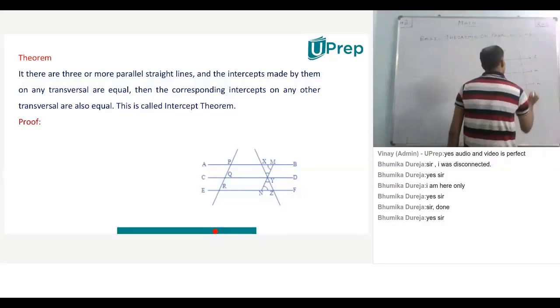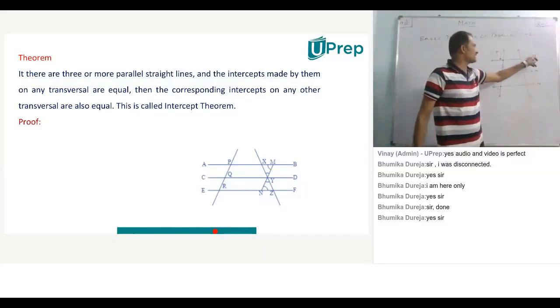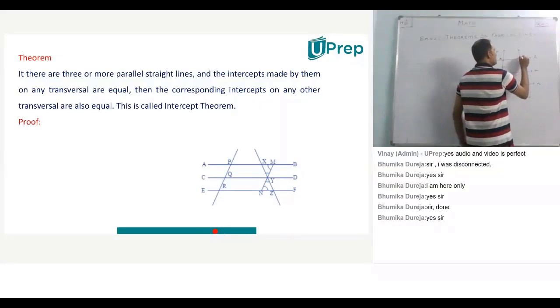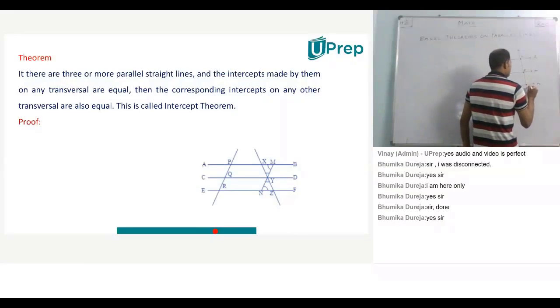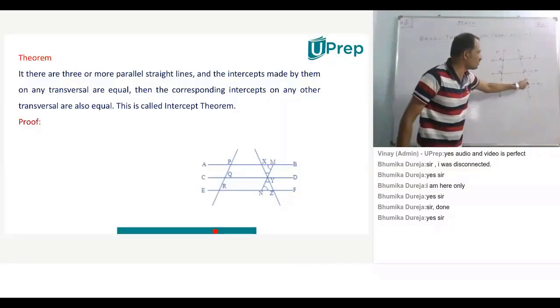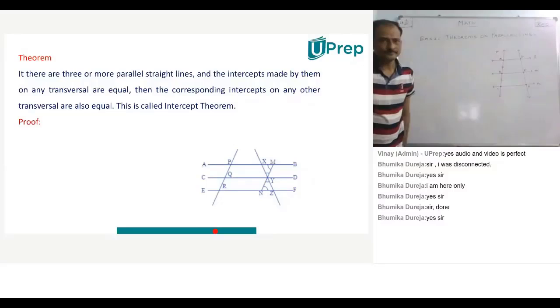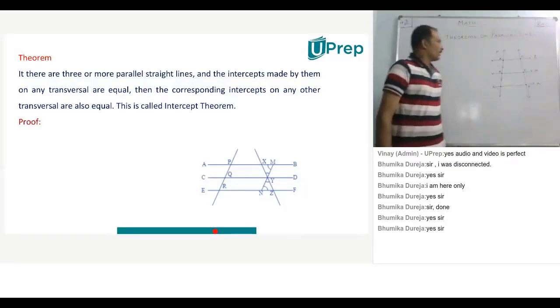Okay, let us draw one transversal. And this transversal is intersecting the lines L, M, N at the points D, E and F. Now what we have to prove according to the question? DE is equal to EF, we have to prove. Yes or no? Yes. Okay.